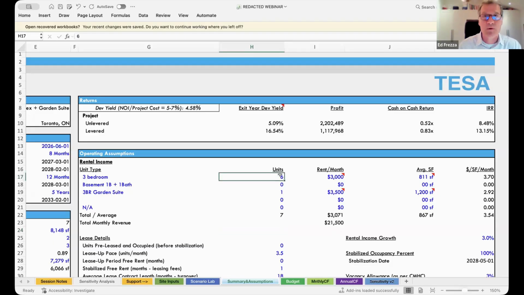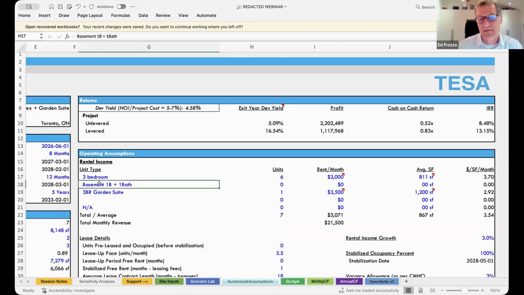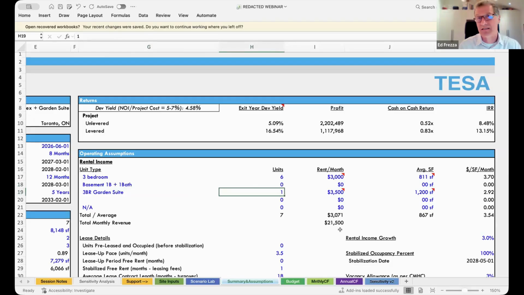They're all the same. If we had a variation of units, meaning we had, say, some 1-bedrooms and some 2-bedrooms per floor, we could then indicate it on the left-hand side. So you can see we've got basement, 1 bedroom plus 1 bath. Well, we haven't got anything in the basement. So here we're building 3 stories above grade with 2 units per story with an unfinished basement. And then we've got a 3-bedroom garden suite of about 1,200 square feet. I think 1,290 is the largest you can build, which is 60 square meters. We've put 1,200 and we're getting $3,500 for that.